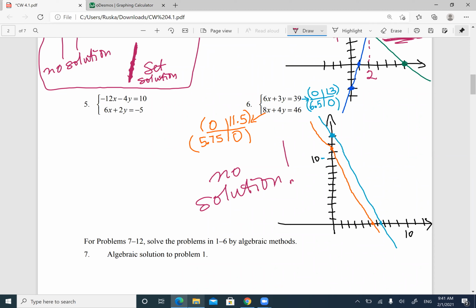Okay, so now this is pretty much how you graph. Any questions on graphing? Okay, so I'm going to stop here. And the next video is going to be about algebraically solving a system of equations.